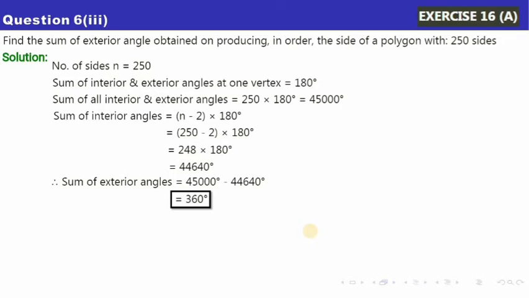Okay, so what did you observe from here? Whenever the number of sides is 250, the sum of the exterior angles is turning out to be 360. But when it was 7 sides, that time also it turned out to be 360, isn't it? So that means whatever the number of sides, the sum of exterior angles will always be equal to 360 degrees. That's what you need to know from this particular problem. Okay, so you may pause the video and note down your solution.